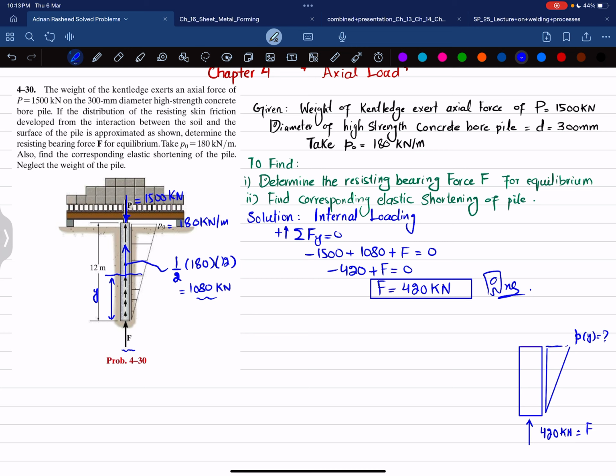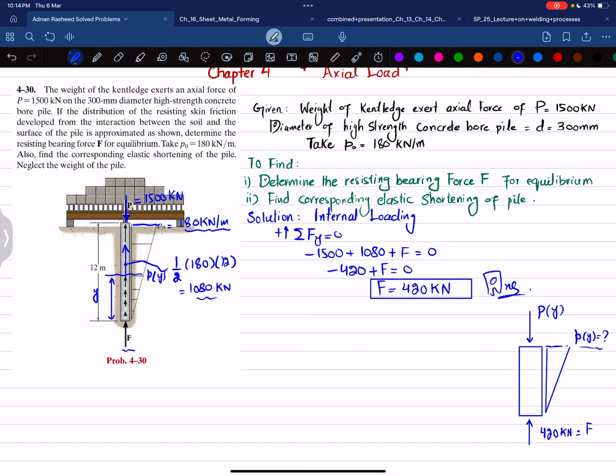When you cut it, you will have a normal force, which is represented as capital P of y. Why? Because as the distance y from the base varies, the internal normal force will also change. It will be different at this point and at this point. So the first step is to find this p of y. Here the magnitude is 180 at this point, and here the magnitude is small p of y. So we will take this triangle and this triangle, which are similar triangles, and find the ratio of their sides.